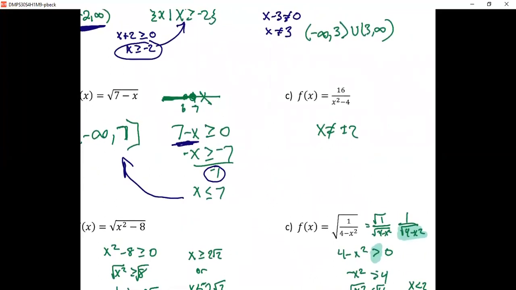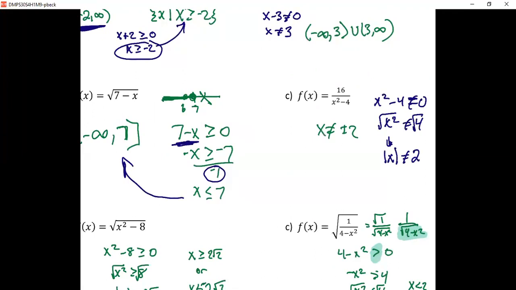For C, x squared minus 4 is not allowed to equal 0. So x squared is not allowed to equal 4. Now, something that I want to point out here, if I take the square root of both sides, we mentioned on day 1, the square root of x squared is actually the absolute value of x. So the absolute value of x is not allowed to equal 2.